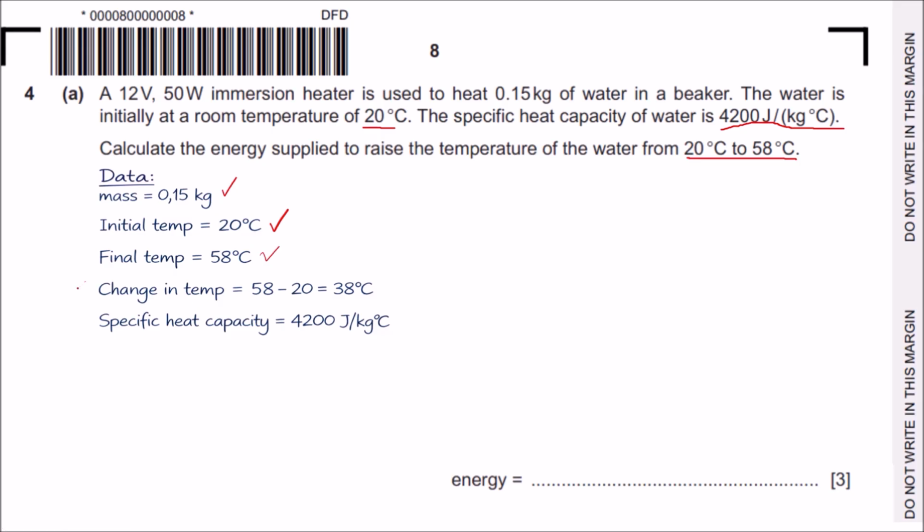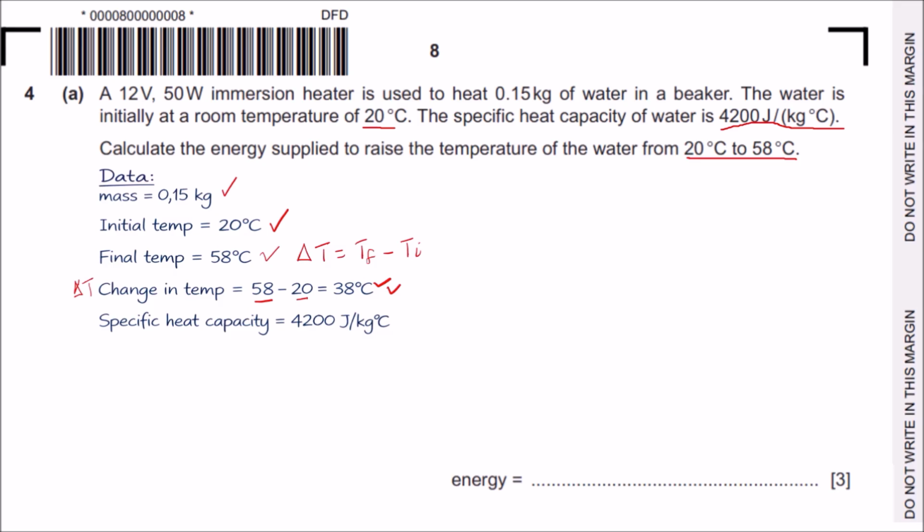Hence, with this, we can find the change in temperature. Always remember that change in temperature is equal to final temperature minus initial temperature. So final temperature 58 minus initial temperature 20, giving us a change in temperature of 38. Specific heat capacity is given as 4,200 joules per kg degree Celsius.